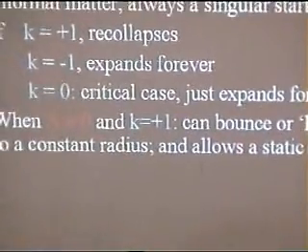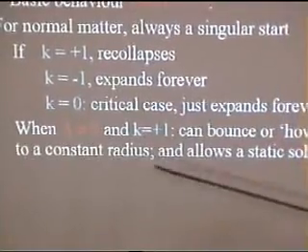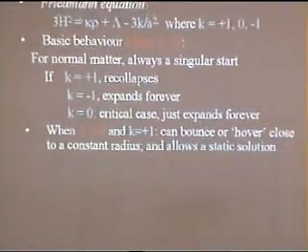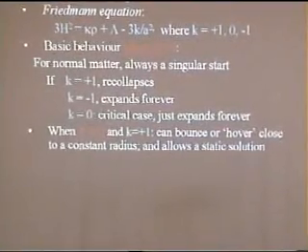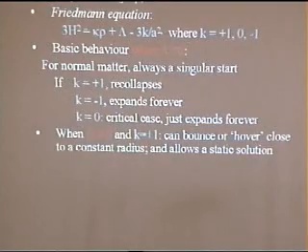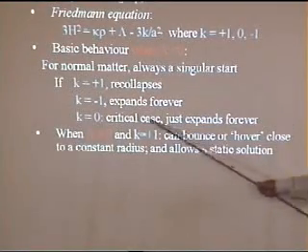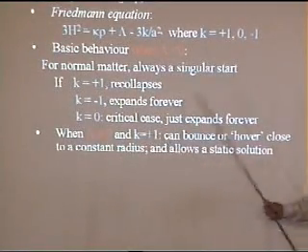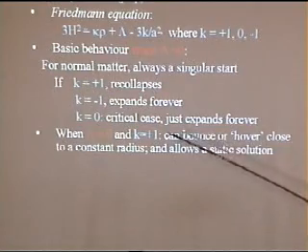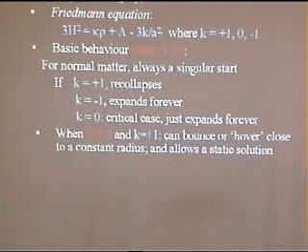Now, that's the behavior when the cosmological constant vanishes. When it's not 0 and k is +1, the universe can bounce or it can hover close to a constant radius. It even allows a static solution. So what one must remember in cosmology, all the interesting dynamical behaviors occur for k is +1, for positively curved spatial sections. The other cases, basically, they just start off and then they expand, and so they are relatively uninteresting.